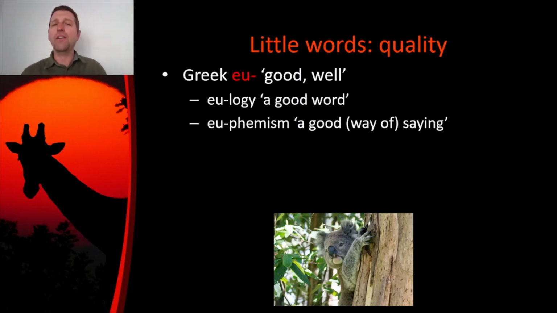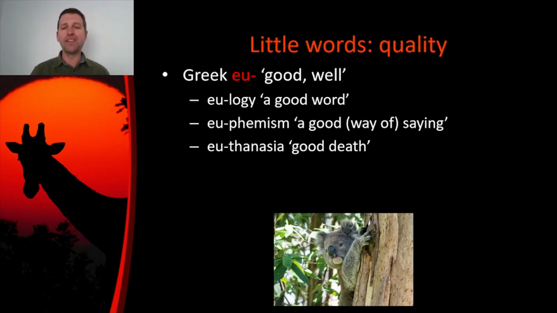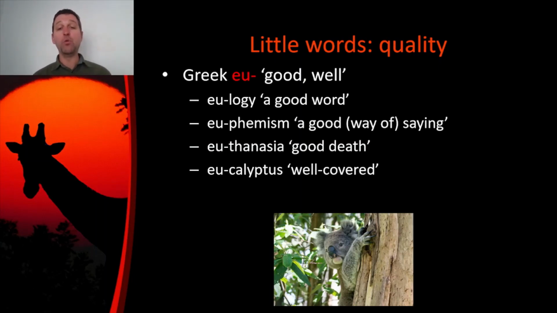It's a nicer way of saying whatever it is that you want to say. Euthanasia actually just comes from the Greek words for good death. The than part means death in Greek. So euthanasia means good death. It means giving someone a nice, peaceful death. That's actually the root of euthanasia.